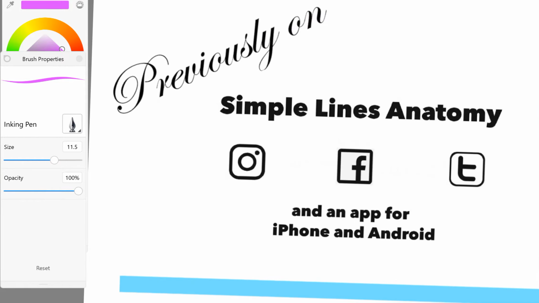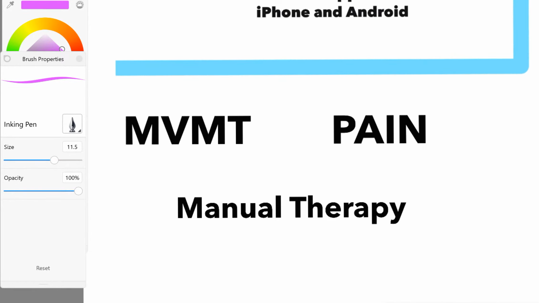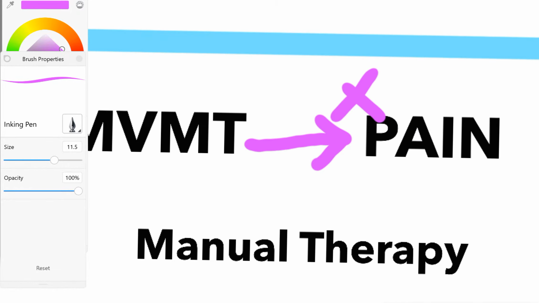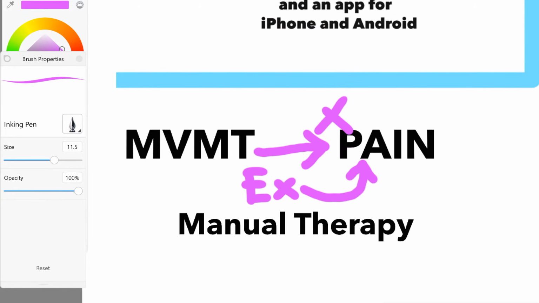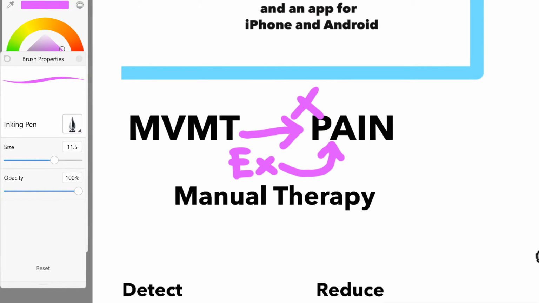Previously on a very special episode of Simple Lines Anatomy, we talked about how movement and pain are related, how movement can actually inhibit the sensation of pain. It can partially block it out. Not entirely, but partially block it out. And so this is the reason why, if you can do it safely and relatively gently, if you're in chronic pain, you can add exercise to your life and expect that over time, with improved movement and more movement as a whole, you can expect to experience less pain.